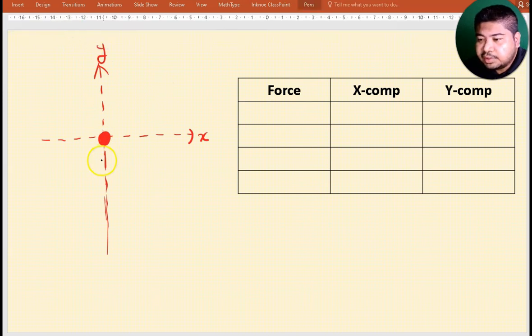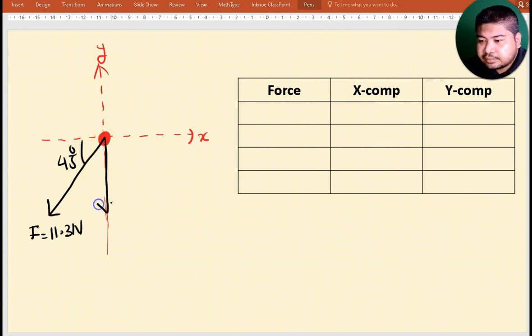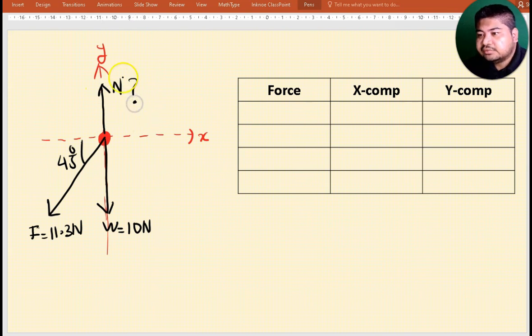Okay, so we can draw the vector force. I'm going to use the black color pen, and then we have vector force here, and the magnitude of the force is equals to 11.3 Newton, and this angle is 45 degree, and then we have weight equals to 10 Newton. I'm not going to calculate it again. And then we have normal, and we do not know what is the magnitude of the normal force. So we have three forces here, so I'm using table so that it is easier to see the force in separate components.